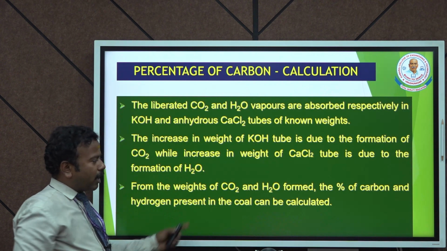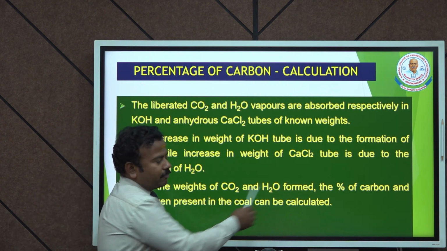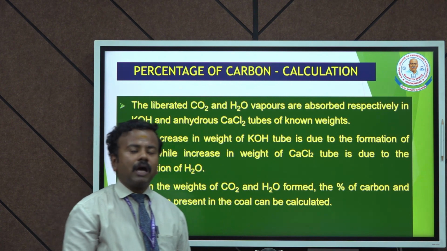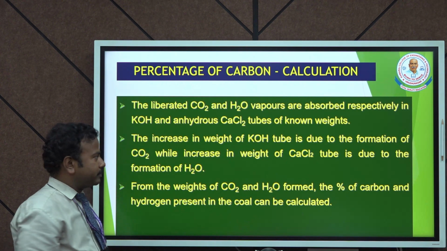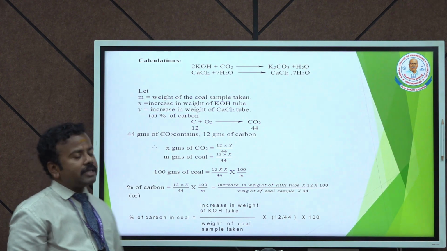So from the weight of carbon dioxide and water vapor formed, the percentage of carbon and hydrogen present in the coal can be easily calculated. So here this is the calculation.